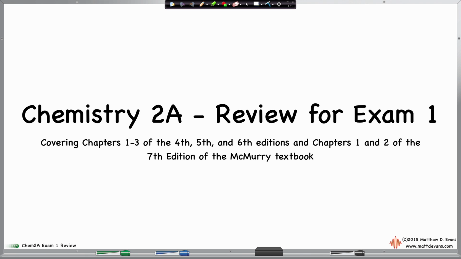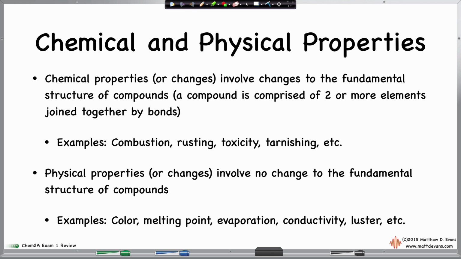I try to do these review sessions for every exam. I don't make any promises, but I think I've got enough time to do this one. So let's see how far we can get on this. This is going to be a two-part review. This is just the first part that covers measurements and physical properties and sig figs and that kind of stuff. And part 2 is going to cover atomic theory, electron configurations, that kind of business.